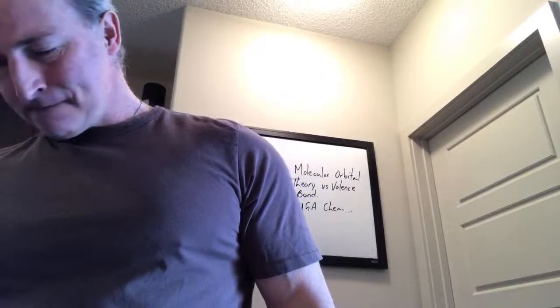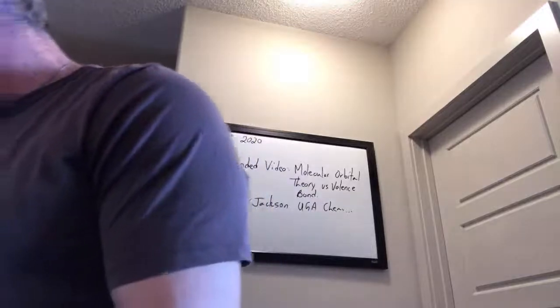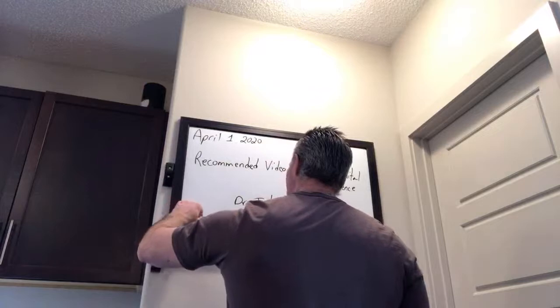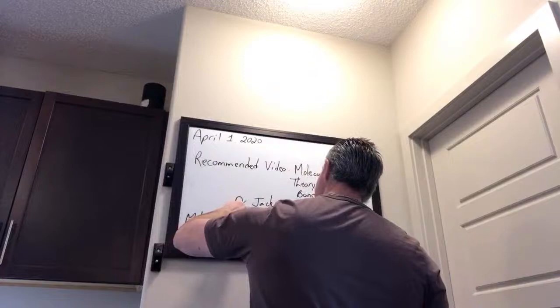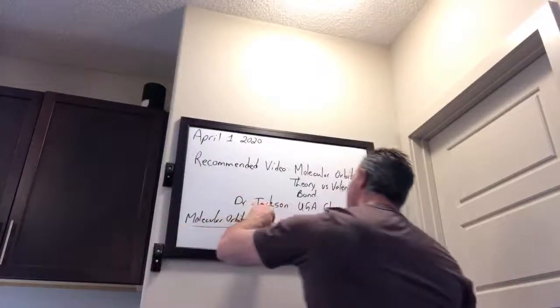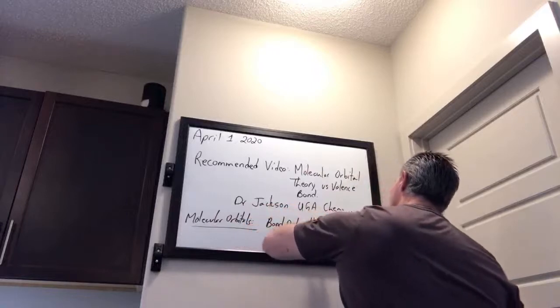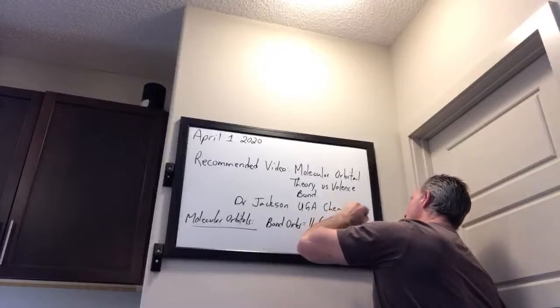Let's do an example together on page 375. First of all, I'll just give you a little formula for molecular orbitals. The bond order is equal to 1/2 bonding electrons minus the antibonding.